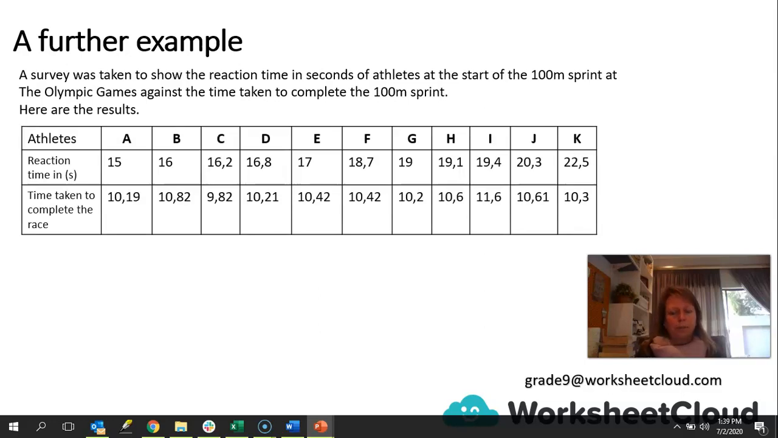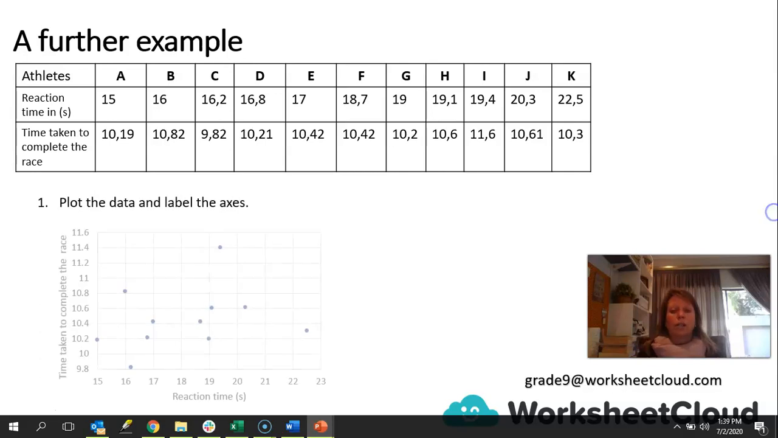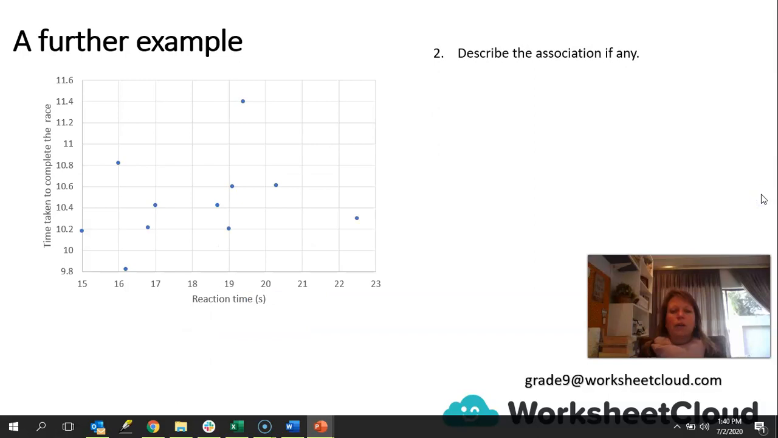Okay, so there's the table, and as you can see, the reaction time in seconds and the time taken to complete the race. All right, so plot the data and label the axes, describe the association, if any, and that's only two things that we need to do. So let's first look at the plotting of the data. And there we can see the reaction time in seconds and the time taken to finish the race. Okay, so as you can see, if we're looking at all that data, it's very, very scattered. I doubt very much whether we would be able to put in a line of best fit.